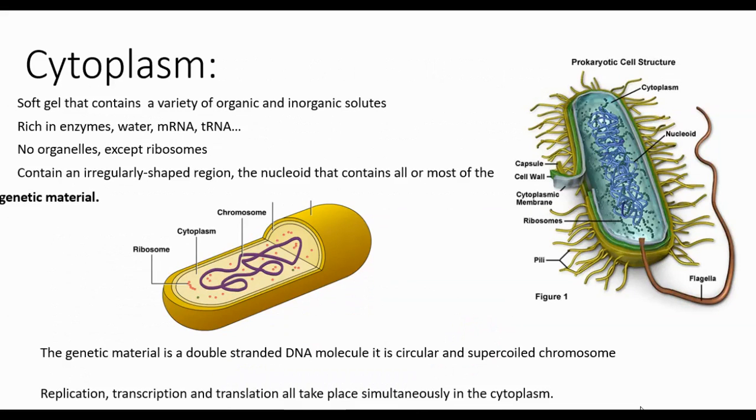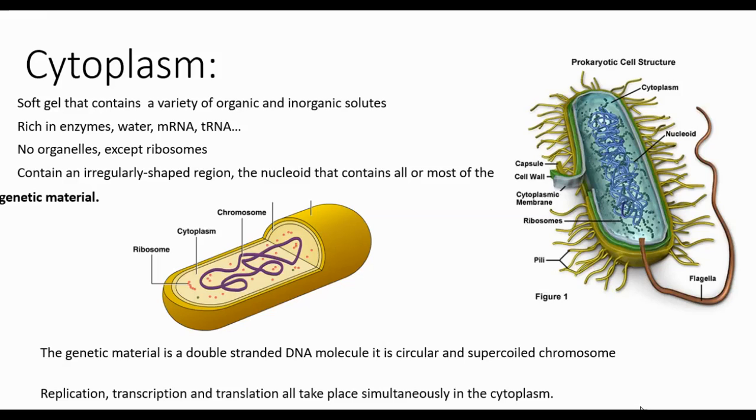Today we're going to discuss the cytoplasm of the bacteria. So to get into more details, as a definition, the cytoplasm is a viscous watery solution or soft gel that contains a variety of organic and inorganic solutes. It's neutral, which means that its pH is 7.